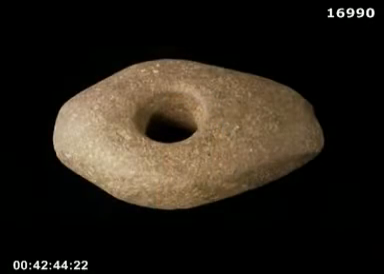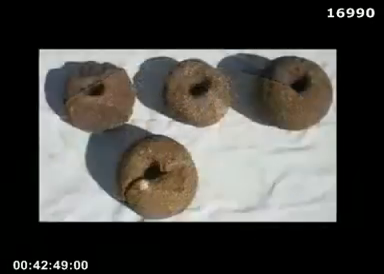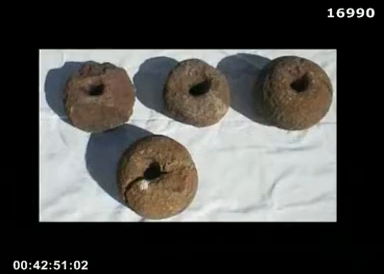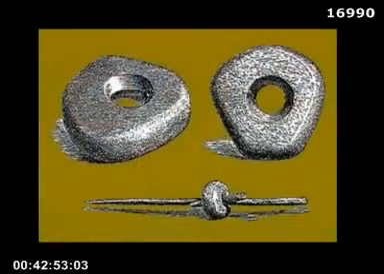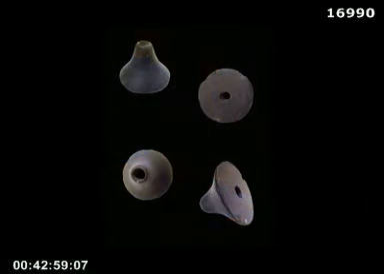Next tool type is the ring stone. It is generally a circular or spherical stone tool with a hole at the middle to hold the shaft of the digging stick or mace. Now, let's talk about stone tool technology.